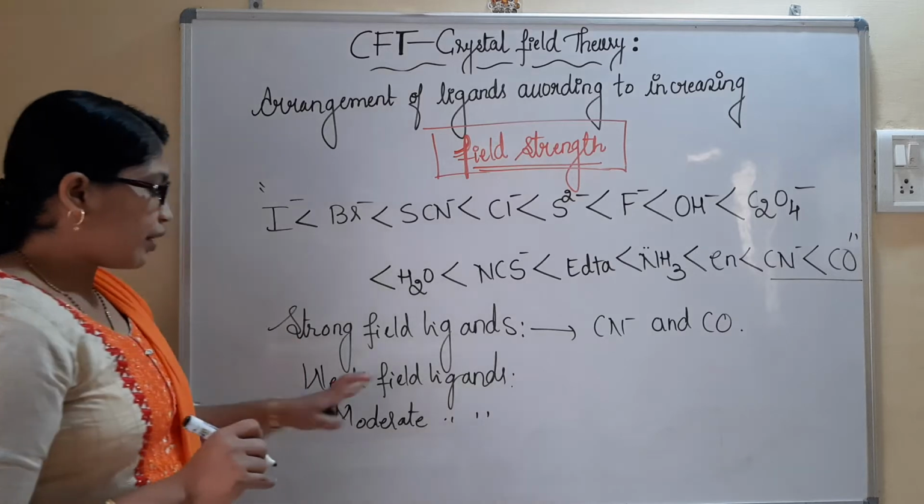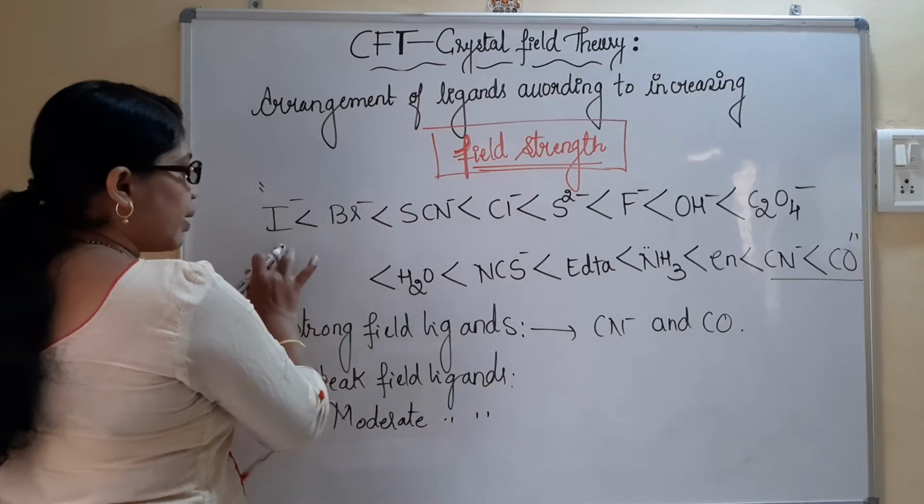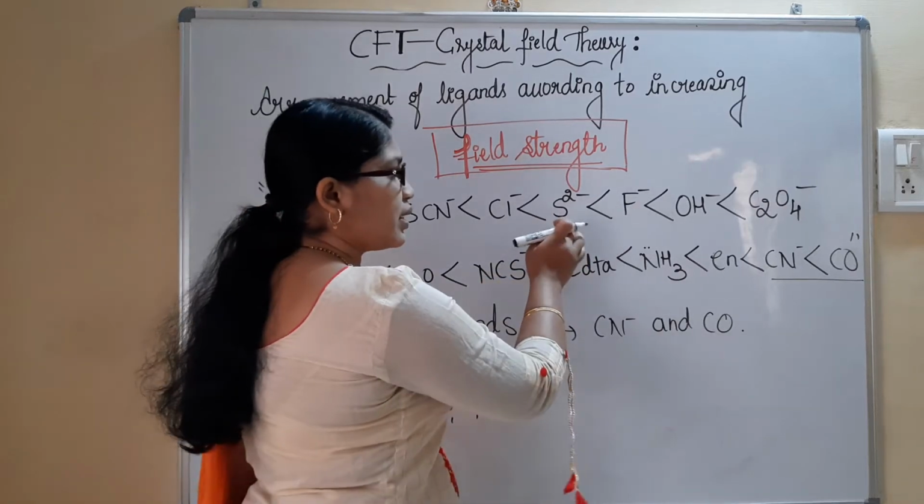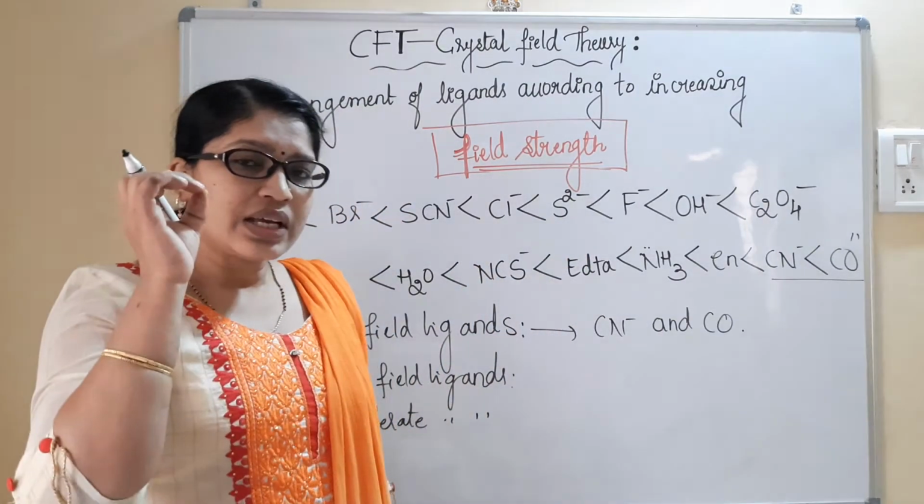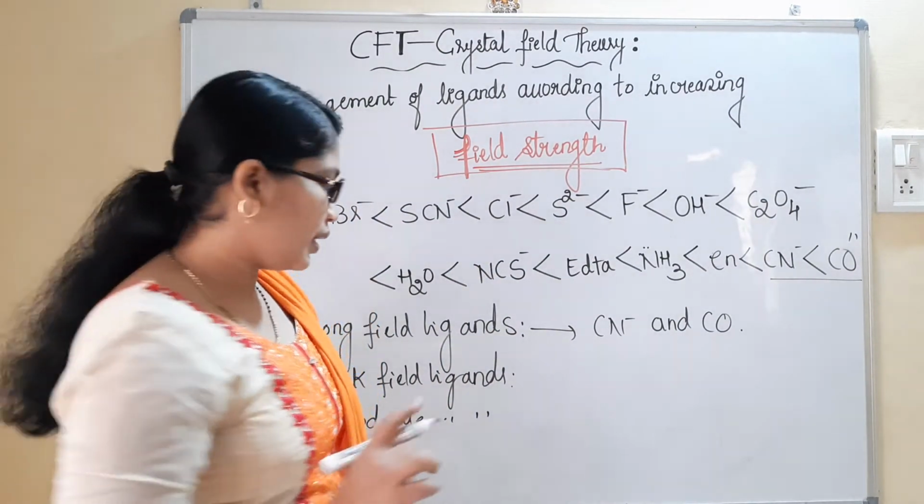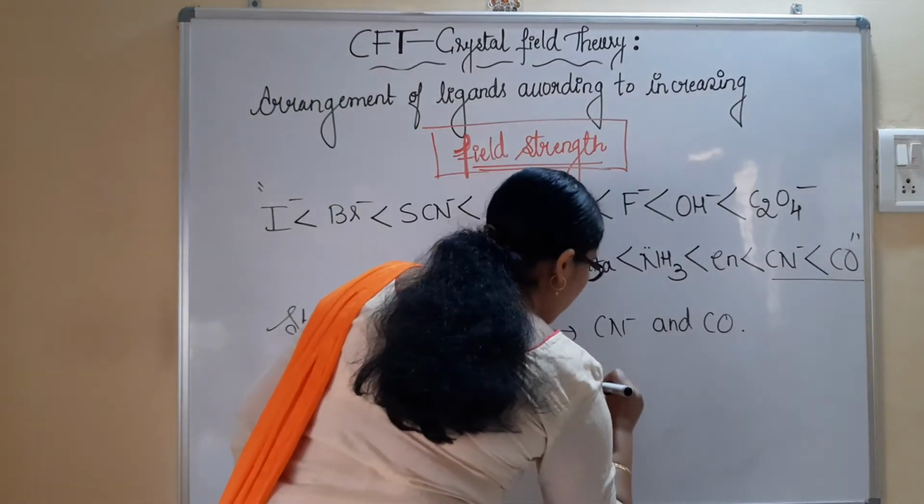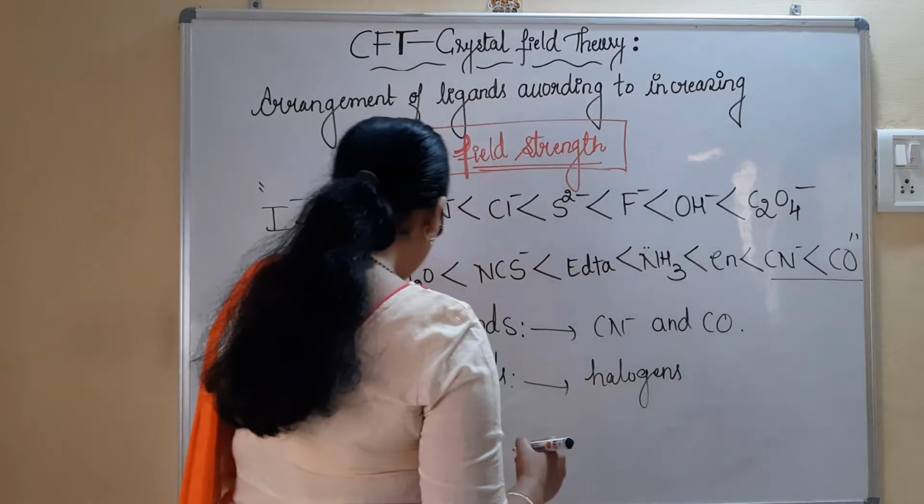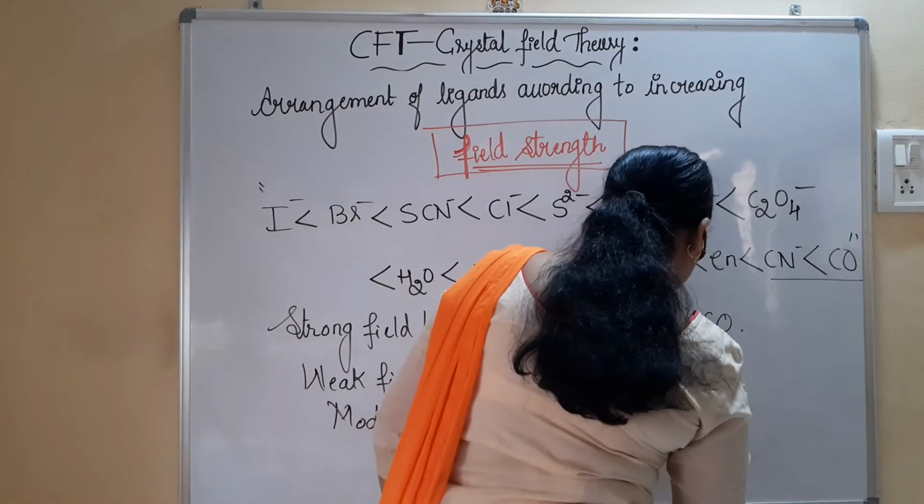Okay. What are weak field ligands? I told you I minus, Br minus, thiocyanate group, Cl minus, F minus, sulfide, all are said to be generally weak field ligands. So all the halogens will be considered as weak field ligands.